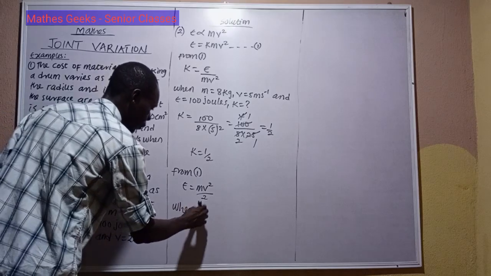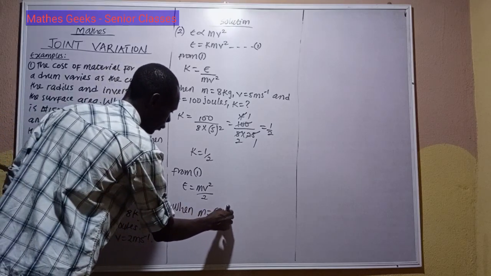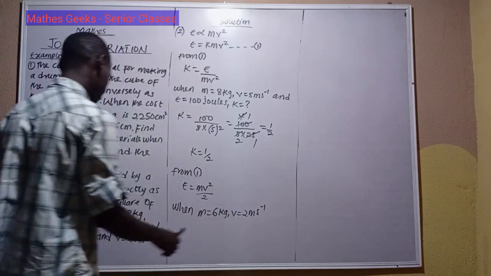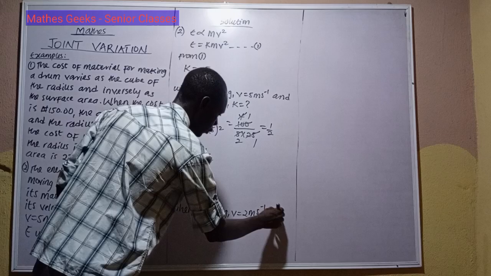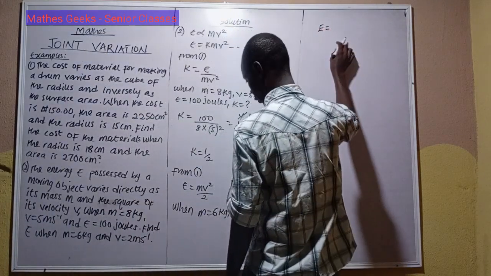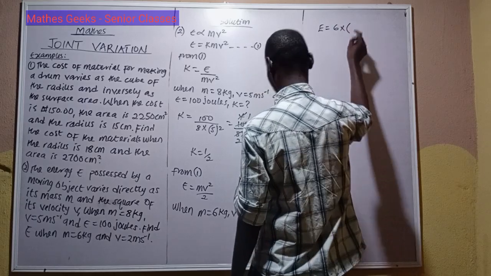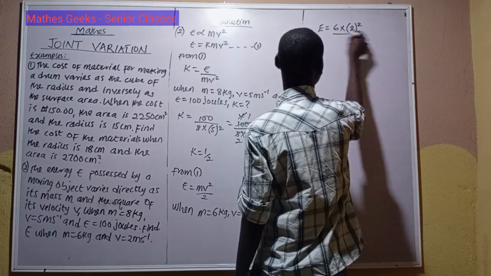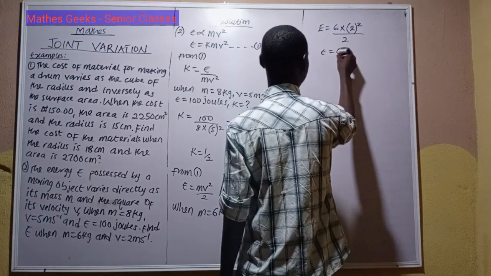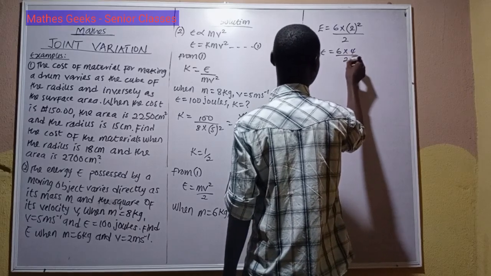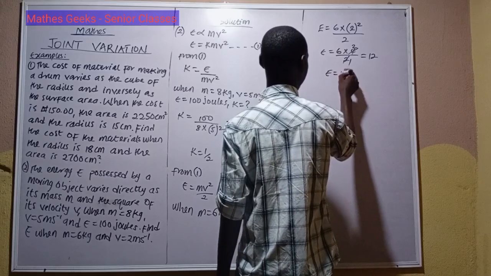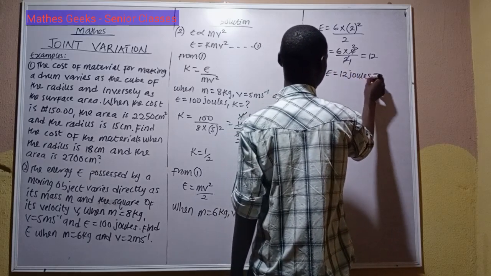So when m is equal to 6 kg and v is equal to 2 meters per second, E is what? E is equal to mass times velocity 2 raised to the power 2 over 2. E is equal to 6 times 4 over 2, which is 6 times 2, 12. So E is equal to 12 joules.